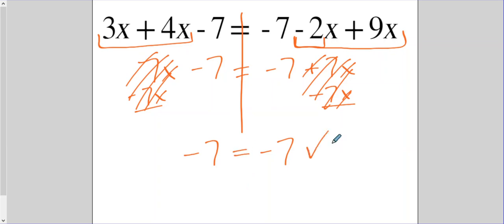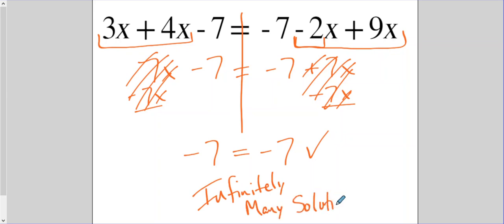That is a true statement. Whenever you get down to the variables canceling out and the same constant on the left side and the right side, that's telling us that we have infinitely many solutions. Or you can say your solution set is all real numbers.